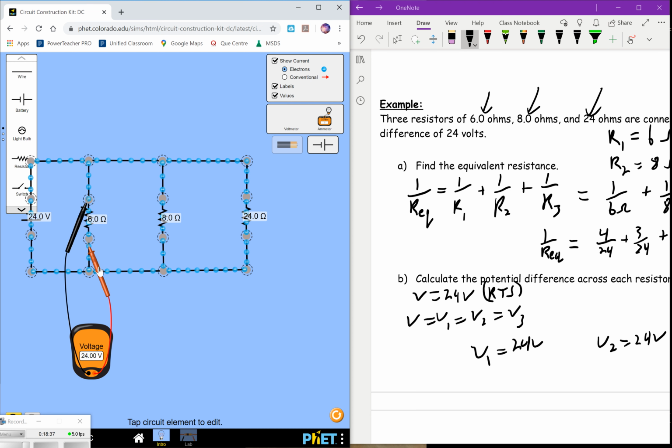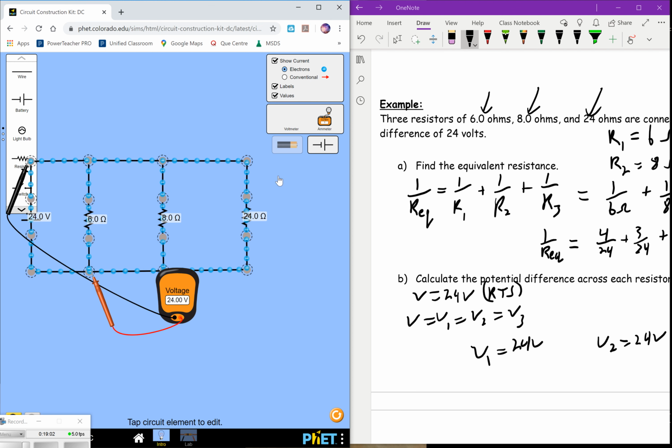Get it on there, 24 volts, and again we can move this to any spot here in the circuit, across any of these resistors, and we're going to have 24 volts. Okay, it doesn't matter where you put these, the voltage, the potential difference is the same anywhere in the circuit.